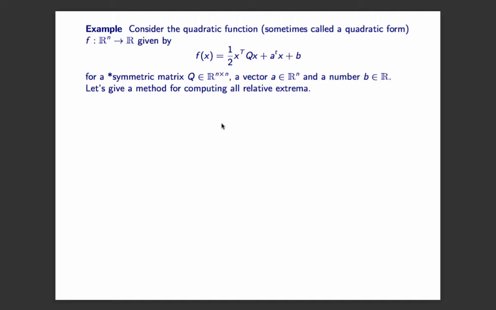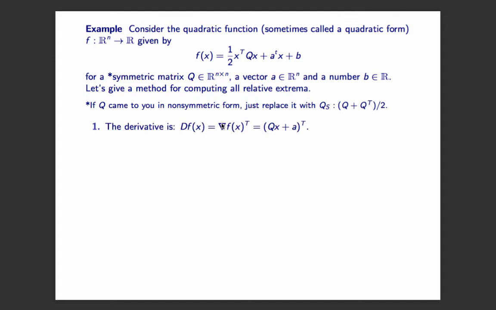So let's give a method for computing all relative extrema. By the way, if Q happened to have come to you in non-symmetric form, just replace it with the symmetric part. You would get the same function. Now, the derivative of f is the gradient transpose, and the gradient is Qx plus a. So the derivative is (Qx plus a) transpose. To find a critical point, we set the gradient or the derivative to 0 and solve.